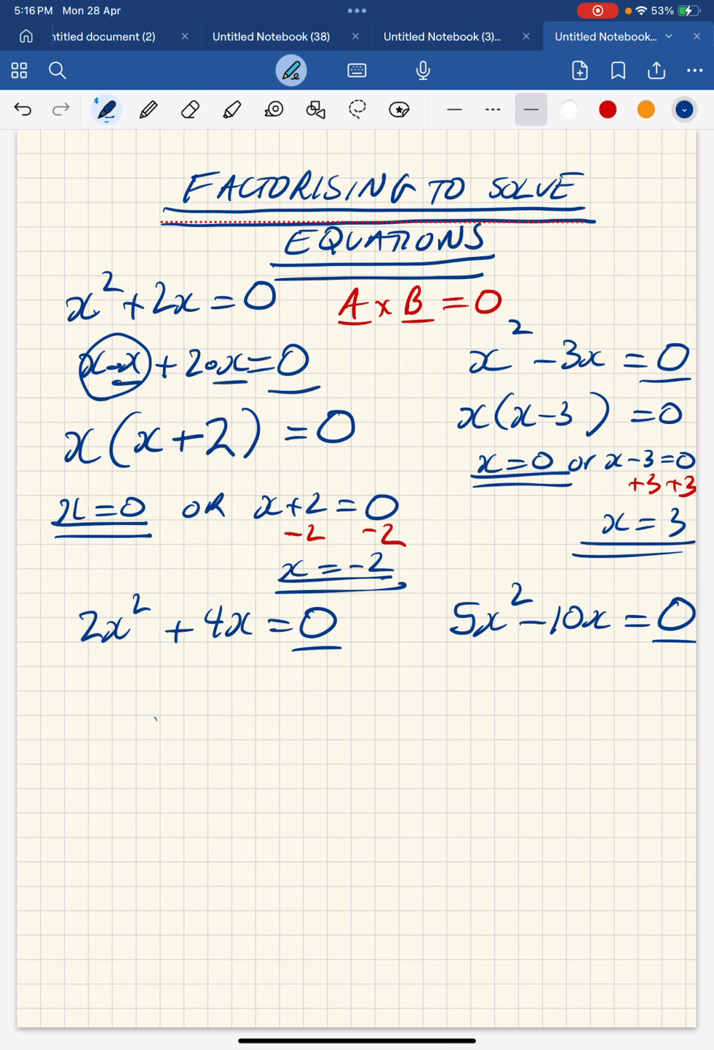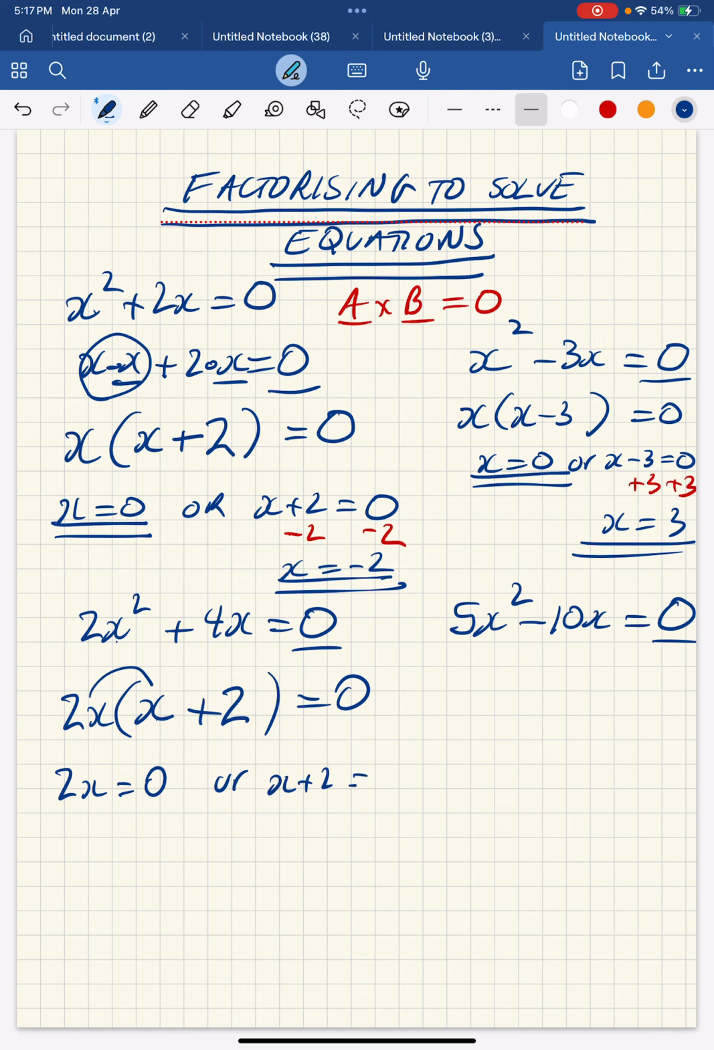This one is a little bit naughtier. Can you see that actually we've got 2 and 4? The highest common factor there is 2. And here we've got x squared and x, so x is common as well. So we try and take out the highest common factor, so that's 2x. Okay, so I've put the structure in place. Now 2x times x, that is what's missing here. And 2x times by 2 gives me 4x. So either 2x equals 0 or x plus 2 equals 0. Go ahead and solve both linear equations.